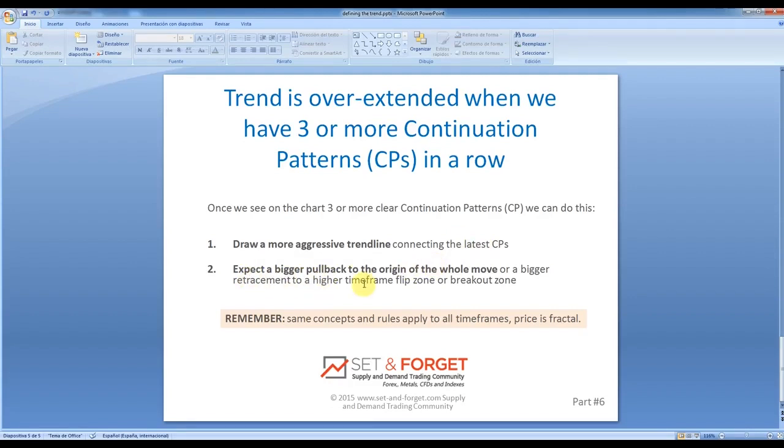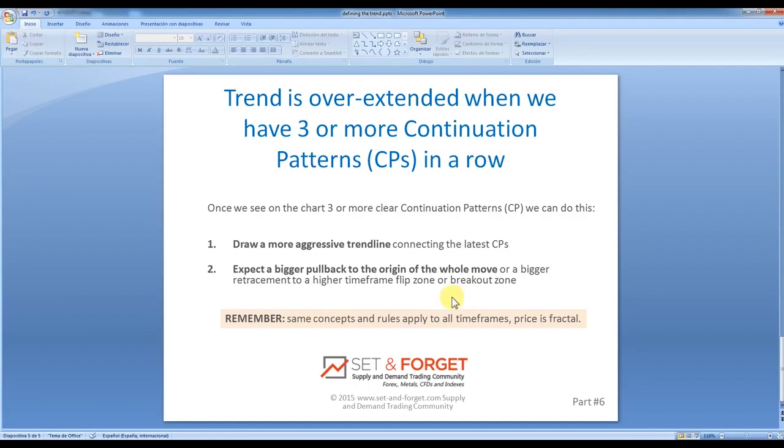And also, you can expect a bigger pullback to the origin of the whole move. CPs are low probabilities when we are overextended, so price tends to pull back to the origin of the whole move or to an important higher time frame flip zone or breakout area or higher time frame area.